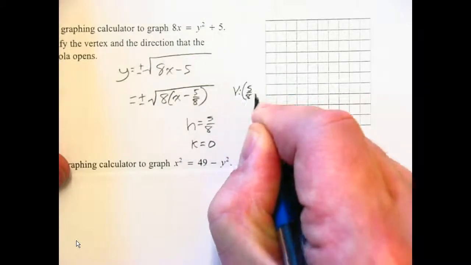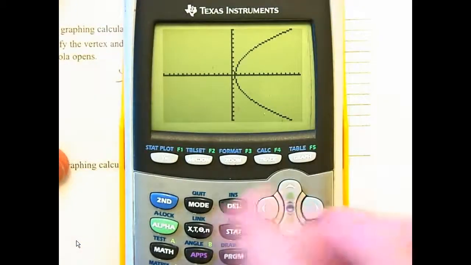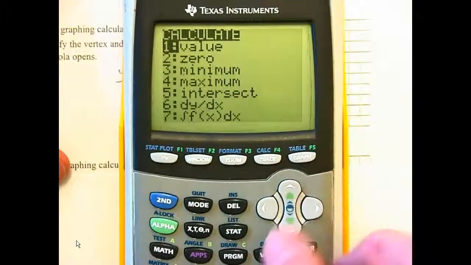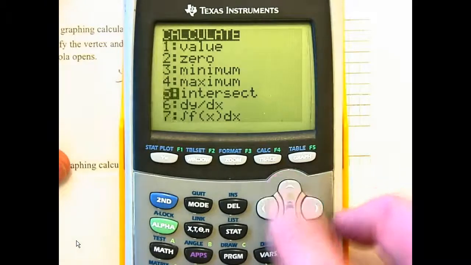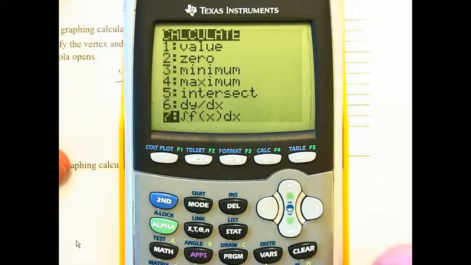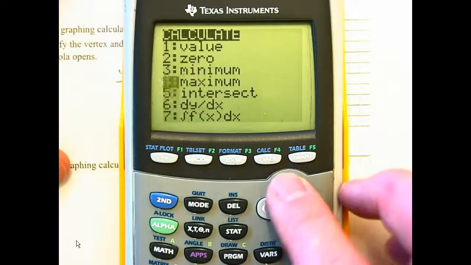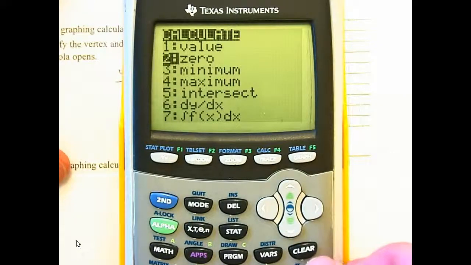Okay, now if you wanted to, you could actually calculate it on there, hitting second calc, your vertex, which is, where's my vertex? Well, in this case, it's a 0, right? What if it's not? You better know what you're doing here.